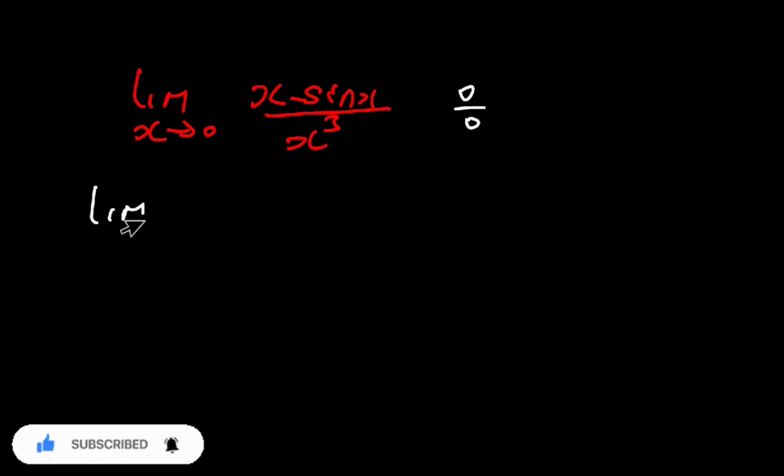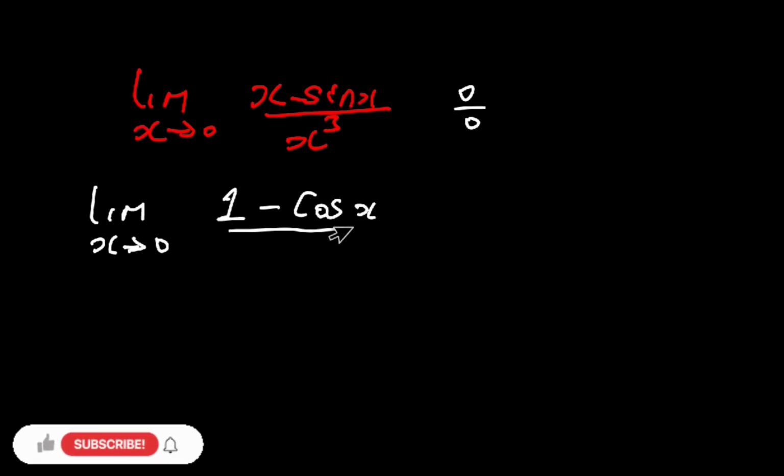We have limit as x approaches 0. Let's differentiate the numerator. If we differentiate x, we get 1 minus, if we differentiate sine x, we get cosine x. Then this will be over x cubed, which upon differentiation will give 3x raised to the power of 2. Now, since this denominator will be equal to 0, we need to differentiate more. But let's confirm if the numerator will also be 0, so it will be 0 over 0. So let's go ahead and differentiate again.